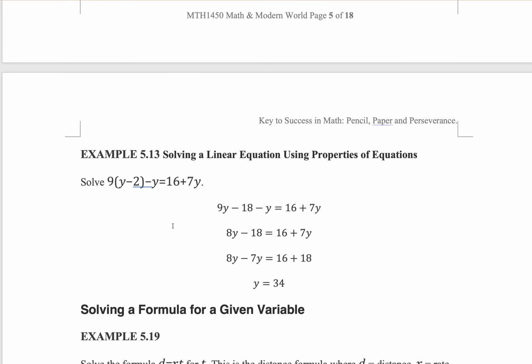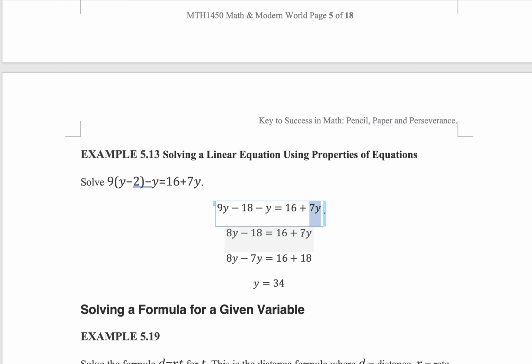And one more example. This time we have the notation y. It is example 5.13 in the textbook. So we solve this problem. Solve for y. First, I remove the parentheses. And then I combine like terms, 9y and y. There is also a 7y on the right, but for the moment I just kept the 7y untouched on the right.